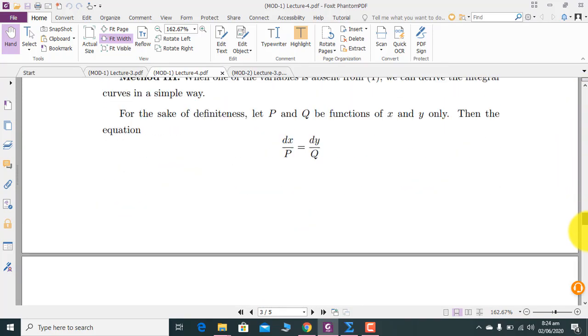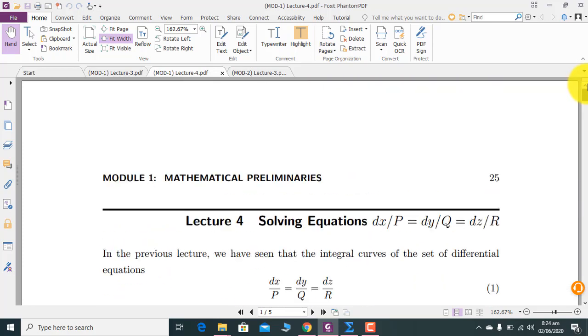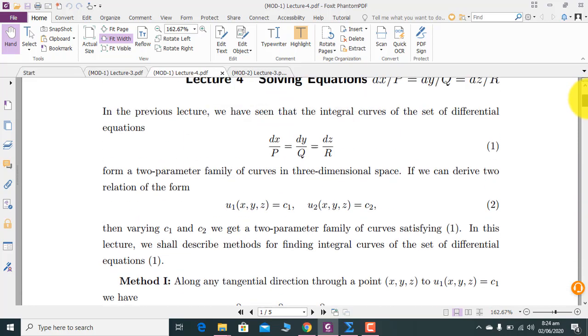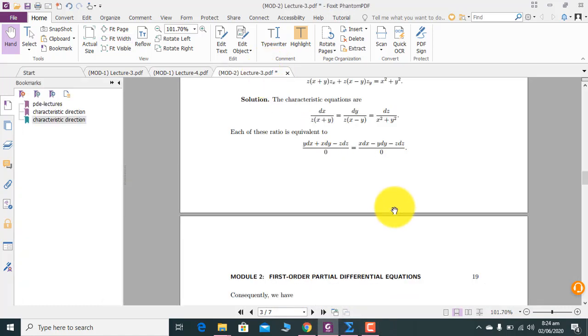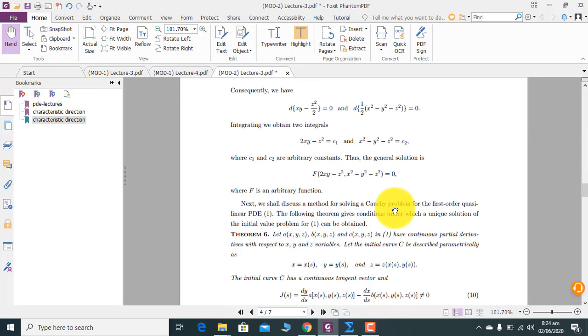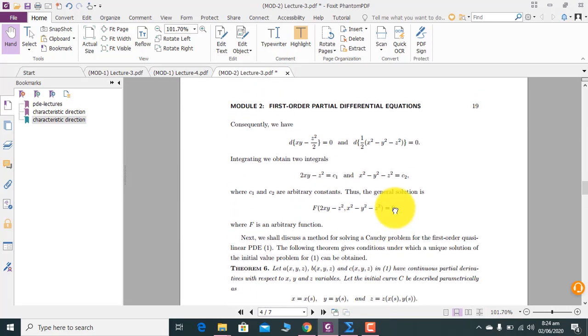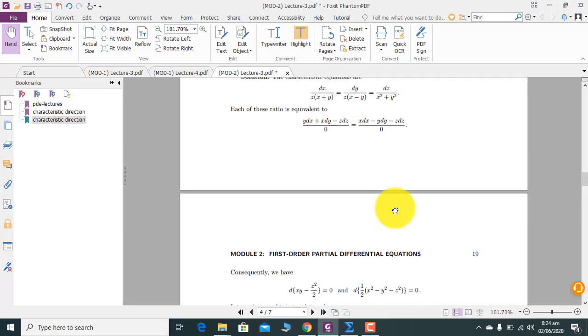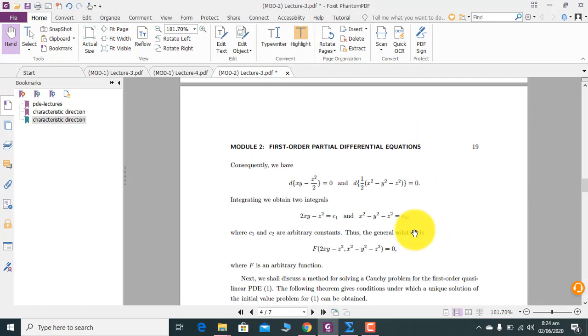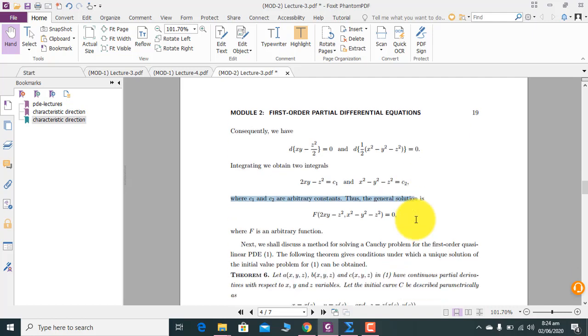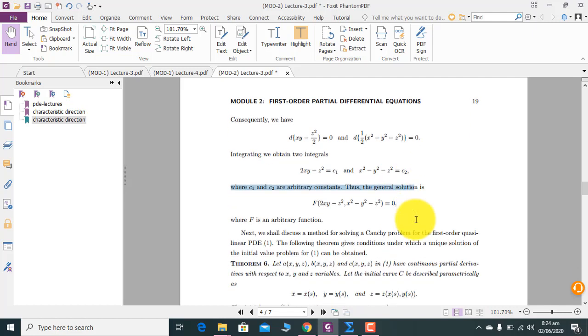So using method 2 we know how to solve the system of the ordinary differential equations of the type dx over p is equal to dy over q is equal to dz over r. Now today I will try to explain how we can solve initial value problem of quasi-linear first order partial differential equations, and how this theorem can be implemented on initial value problem of a quasi-linear first order partial differential equation.